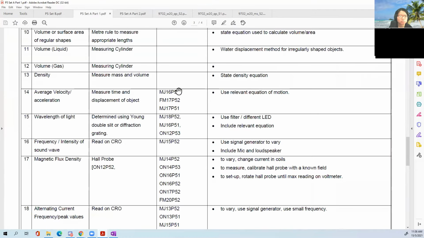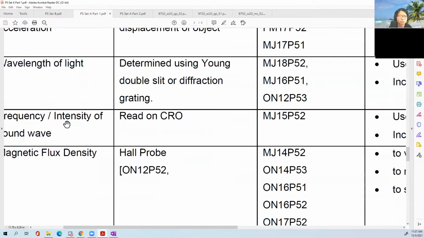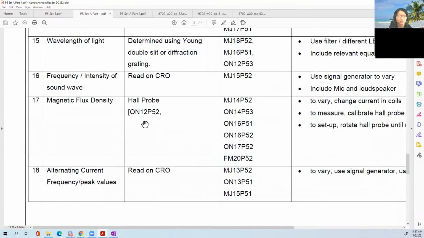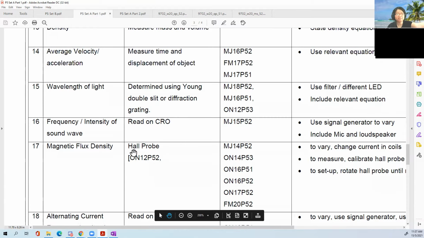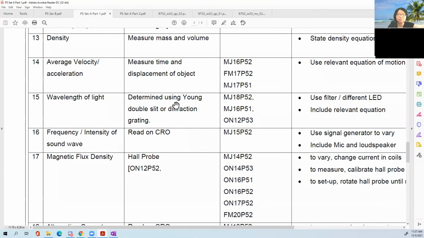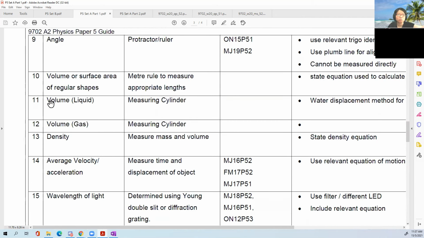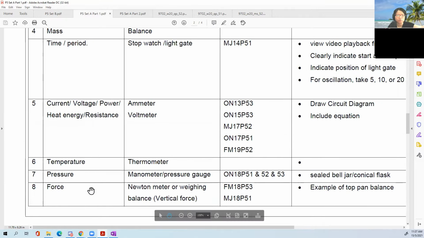All right, so before I go on, I just want to point out that there are a few things that you probably, if you don't read, you probably don't know how to do. Hall probe is one, okay? Alternating current, you can read on the CRO, so that one is no problem. Wavelength of light, you use the Young double slit or diffraction grating, or you use filter LED. If you decide to use the Young double slit or diffraction grating to find the wavelength of your light, check out these experiments. Then you must include the relevant equation. I think volume, all this is okay. Angle, all that, no problem.